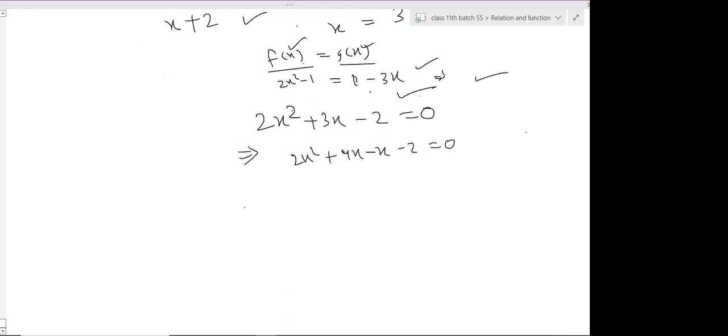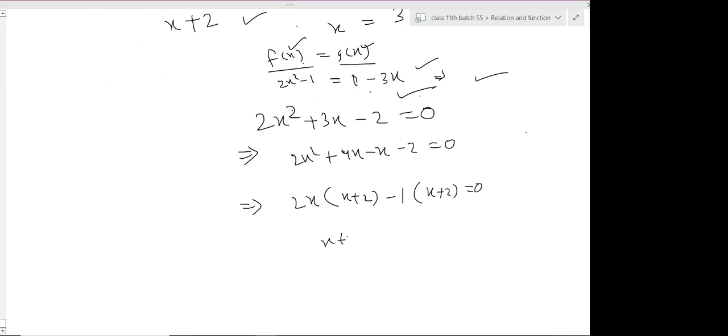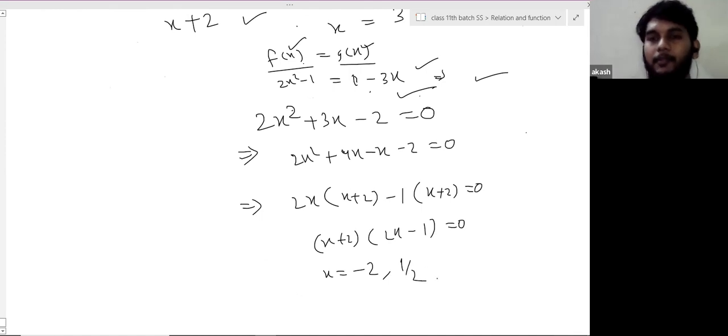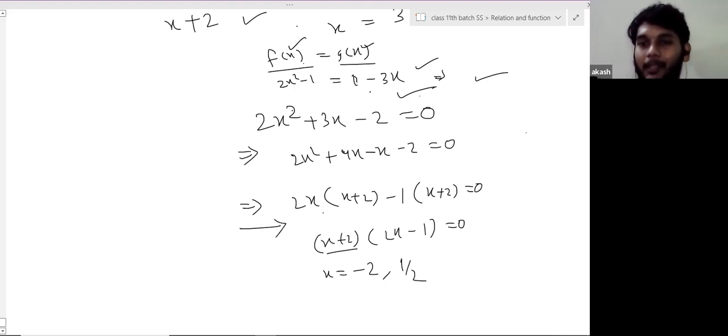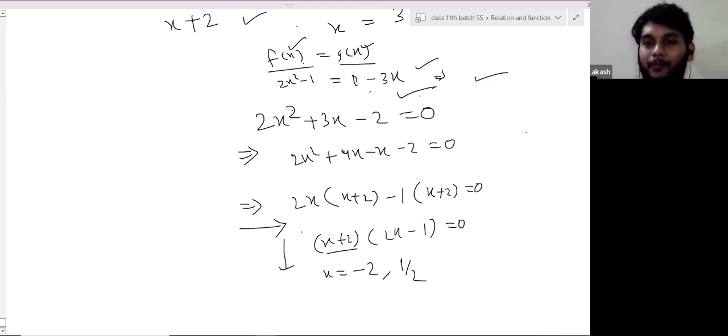Taking 2x common from the first two terms and 1 common from the others, we get x plus 2 and 2x minus 1 equals 0. So x equals minus 2 and x equals half. Now are you getting 0? That means a calculation error. If you did this much correct, then you have to be really careful while solving the question, because if you make one mistake, then 1 mark is gone. So x equals minus 2 and half is the answer.